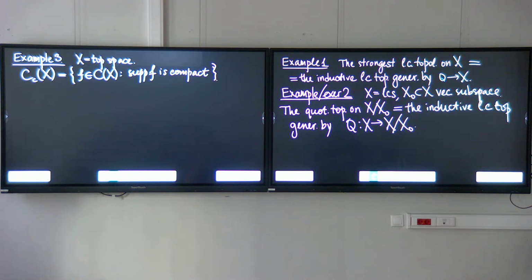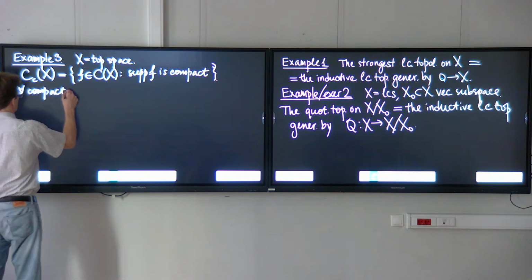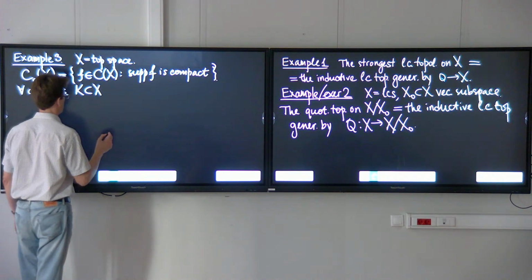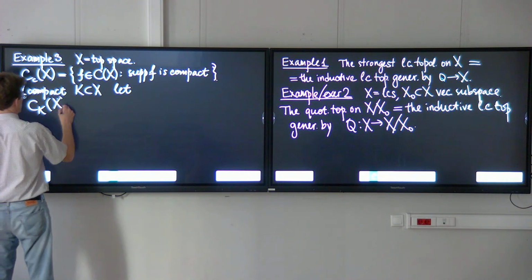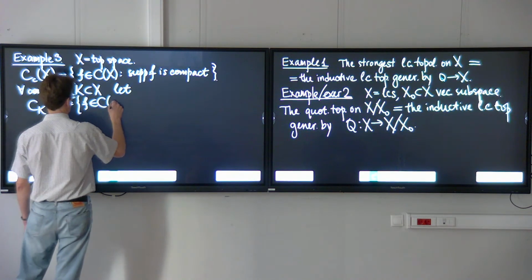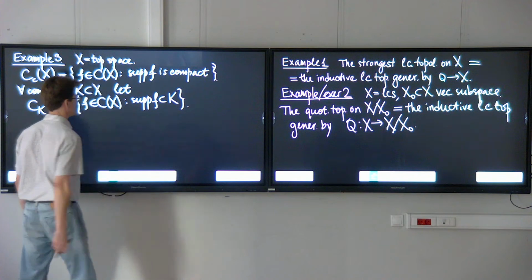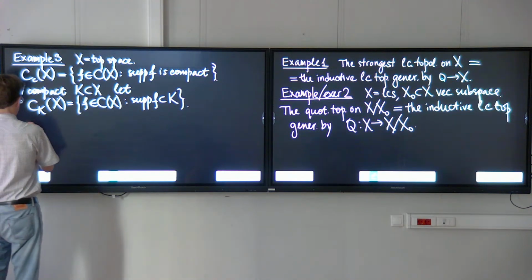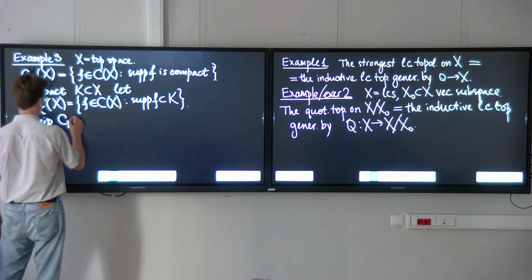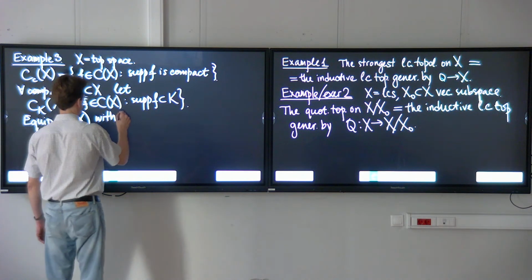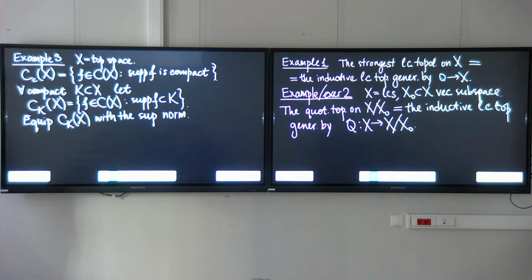The canonical locally convex topology of the space is defined as follows. We take an arbitrary compact subset K of X, and we denote by C_K(X) the space of those continuous functions on X such that the support of f is contained in K. And we equip C_K(X) with the supremum norm. So it is a normed space, and by the way, it's easy to show that it's a Banach space.